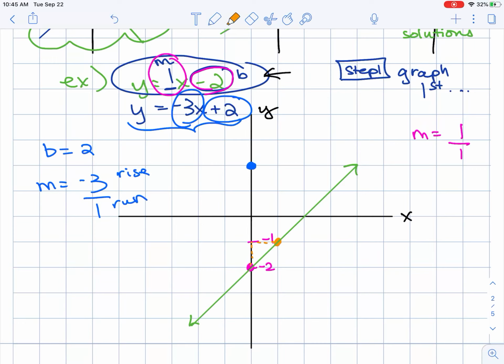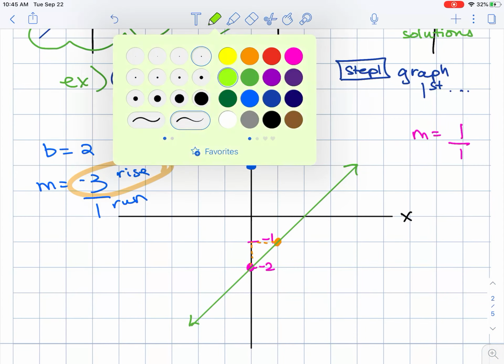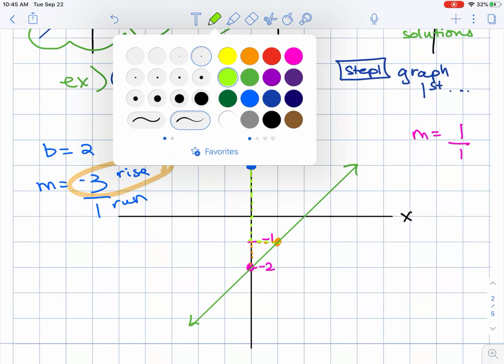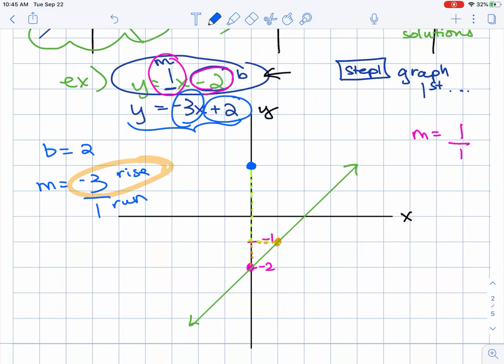Now, how do we rise a negative 3? Well, remember, a negative just means we're going to go down. So we're going to go down 1, 2, 3. We're going to go over 1. And look at that. It ends up at the same place as that orange dot that we had before. And now we're going to connect our dots.